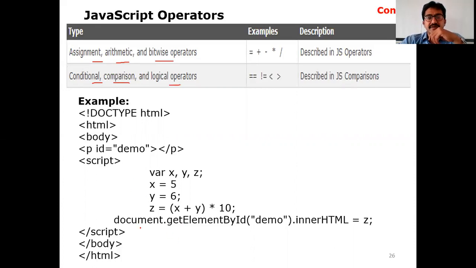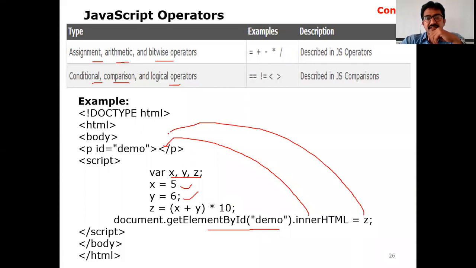Here I'm writing a script. Inside the script, document.getElementById demo.innerHTML is where I'm displaying the result. I'm taking three variables x, y, z, and assigning x is 5, y is 6, and calculating the z value. x plus 5, that is 11, into 10, that is 110, that will be stored in z, and that will display at this position. Like this we can also write the programs.